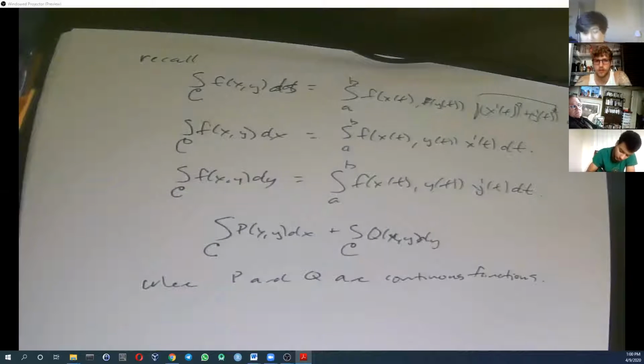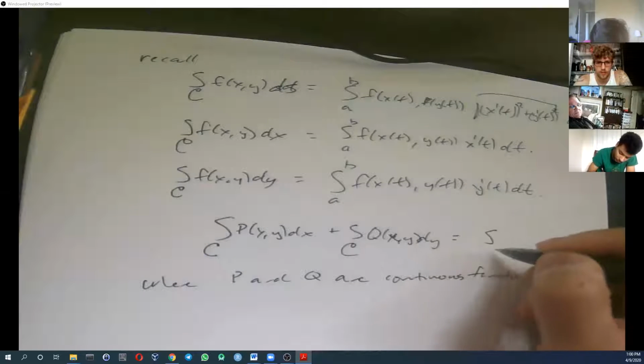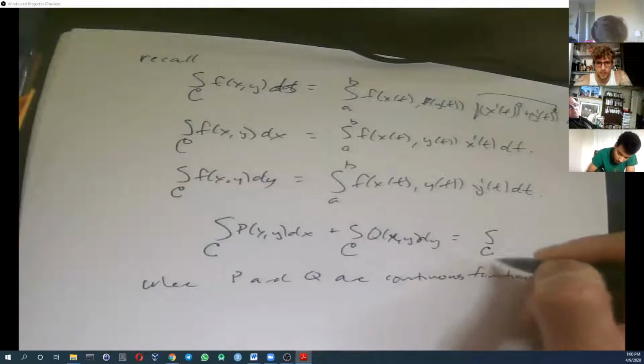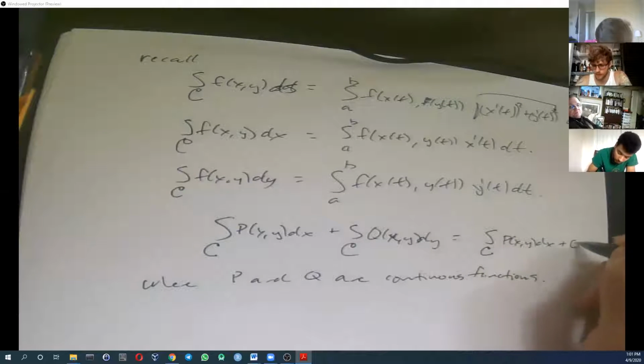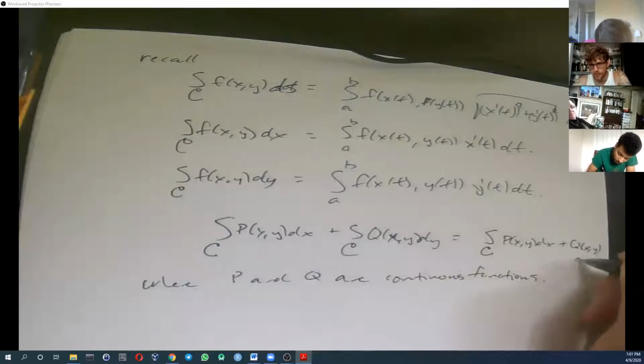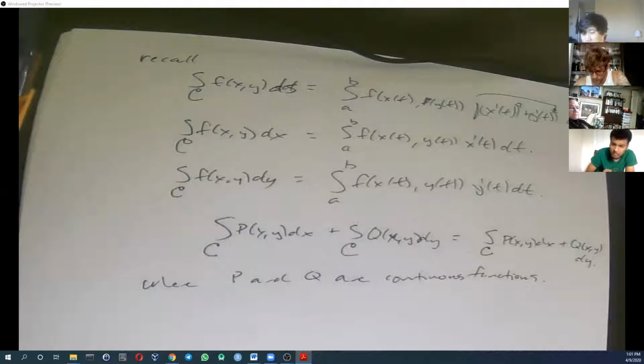Sometimes, to save space, this is written like this, with one integral over the same curve, P(x, y) dx + Q(x, y) dy. Okay, so I want to be clear about what this means.